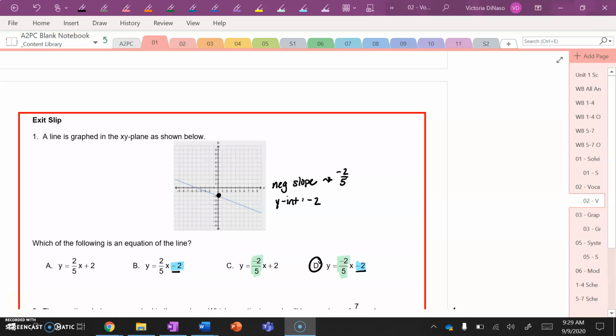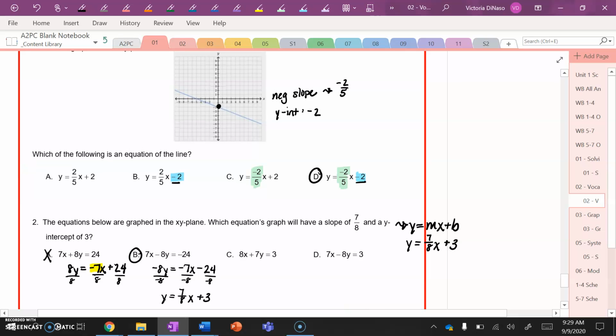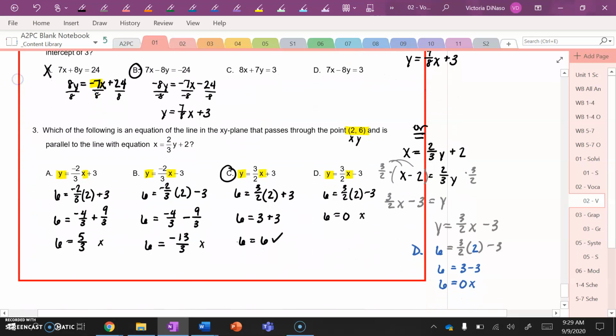The answer to number 1 is D. The answer to number 2 is B. And the answer to number 3 is C.